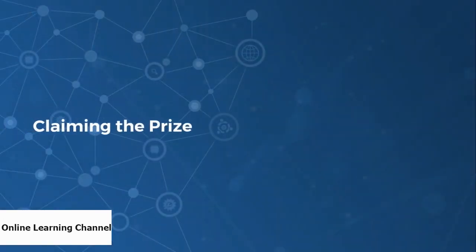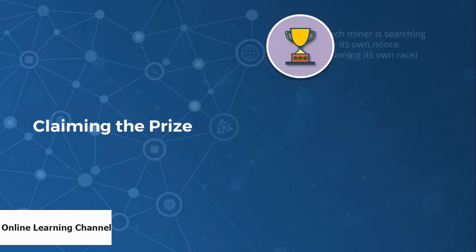So once this proof of work nonce has been found, it is time for the miner to claim their prize. Each miner in the network, as we saw, is searching for its own proof of work nonce, because each miner is likely to have their own set of transactions in their own order. The consequence is that even though all of the miners are participating in the same competition, all of them are effectively running their own race.